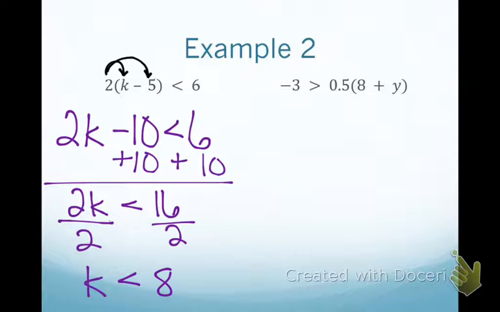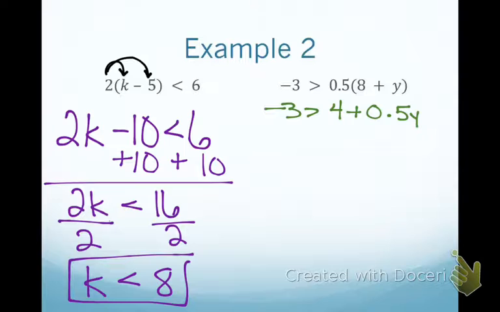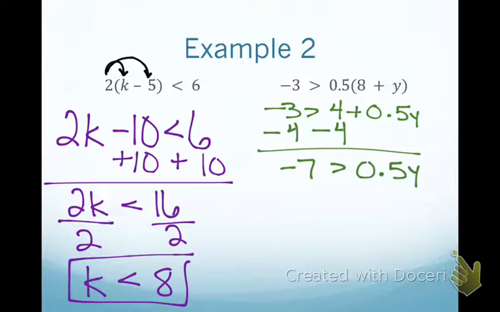All right, go ahead and start the distributive property. I'm going to walk around and look at your notes. So we distribute. How many of you got 4 plus 0.5y after you distributed? Okay, so now what do you do to both sides? Trey, what did you do to both sides? Subtract 4. Okay, subtract 4 from both sides. What's negative 3 minus 4? Negative 7. Negative 7 equals 0.5y.